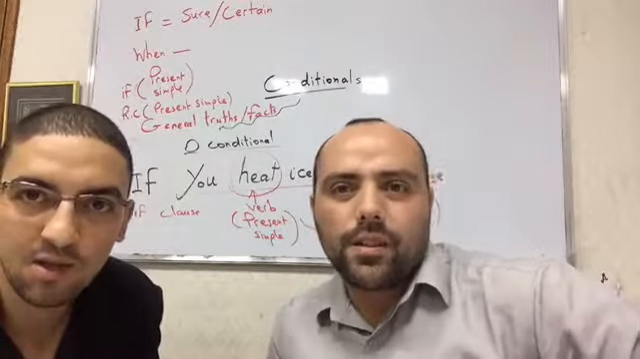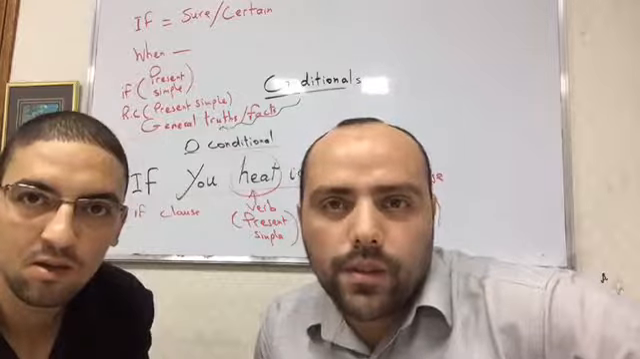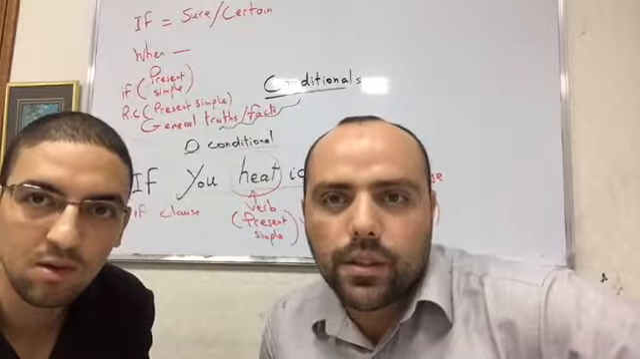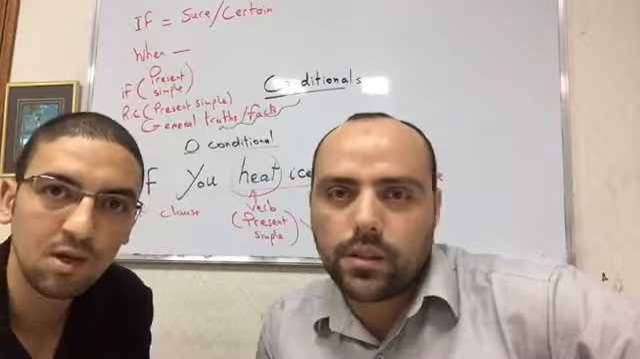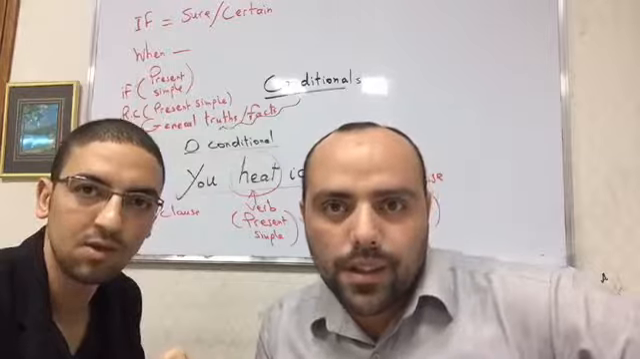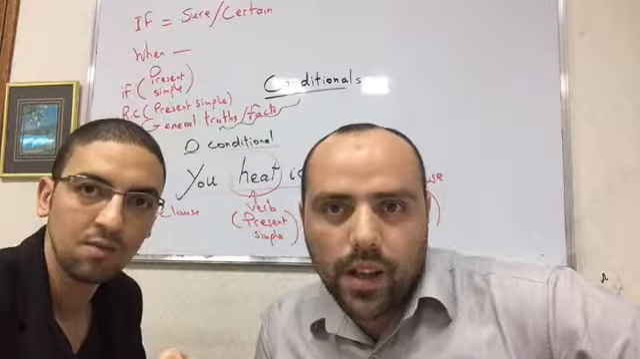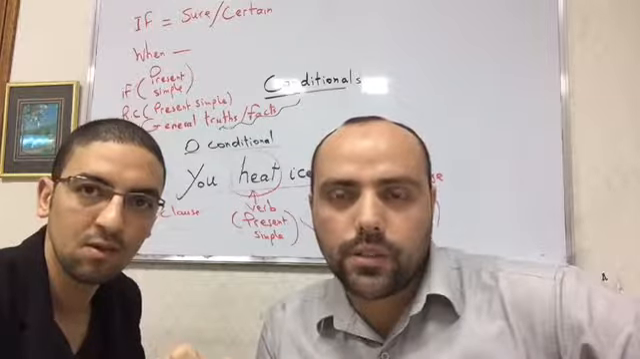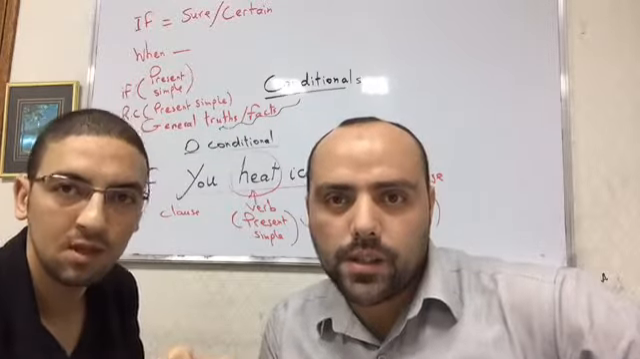If it rains... Here you have, if you push the button, the lamp lights up. Very good example. Unless it's not broken, if it wasn't broken. Yes, very good. So if it's raining, I will use the umbrella. But this is the first conditional, which we didn't talk about yet.